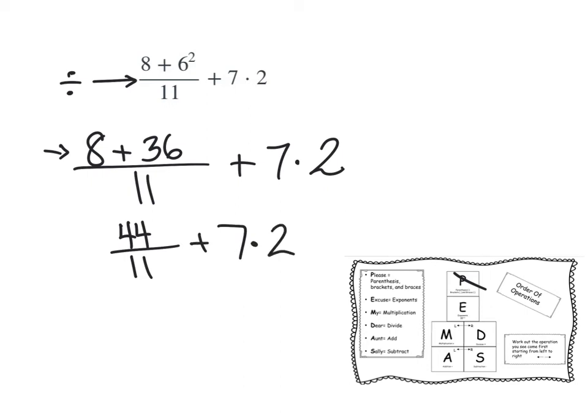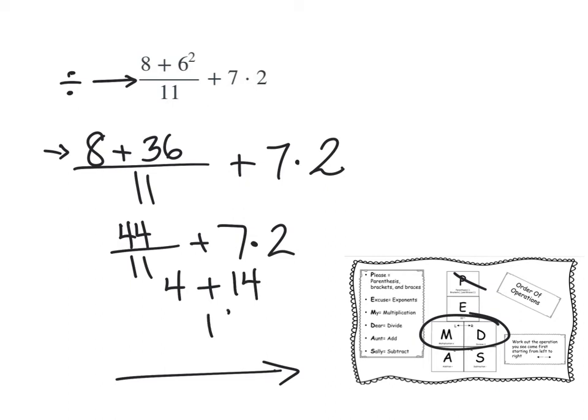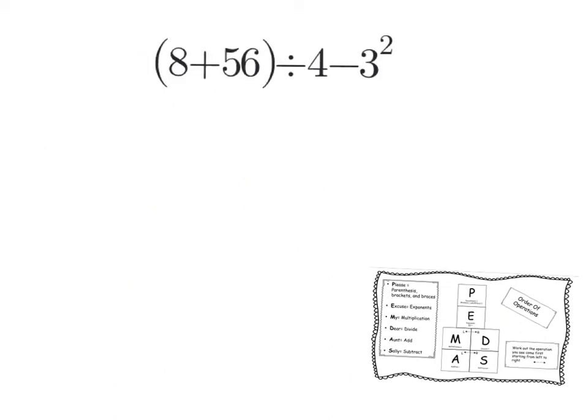Okay. Now I have some division, addition, and multiplication. I'm going to do the multiplication and division from left to right. So 44 divided by 11 will be first. That equals 4. 7 times 2 is 14. And then finally I'm going to add my numbers together, 18.